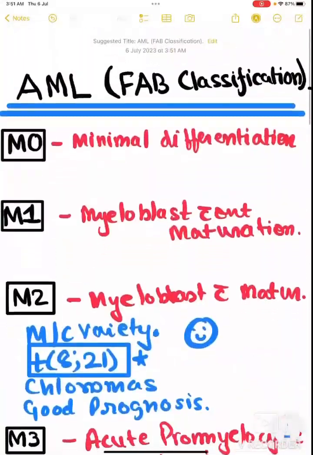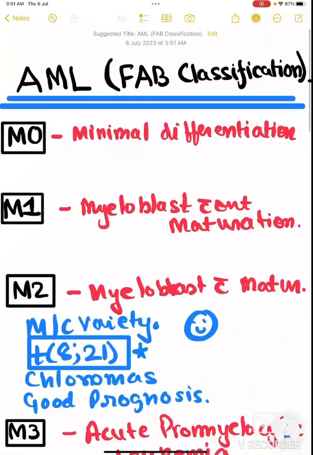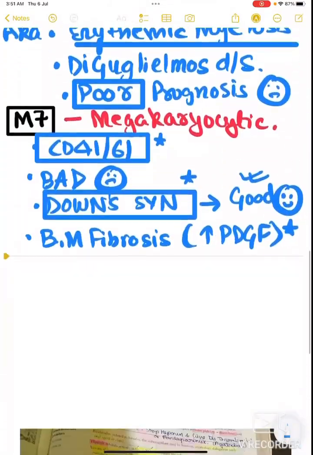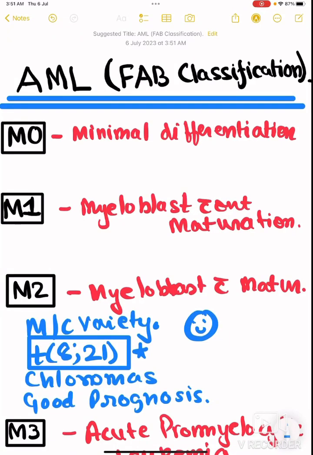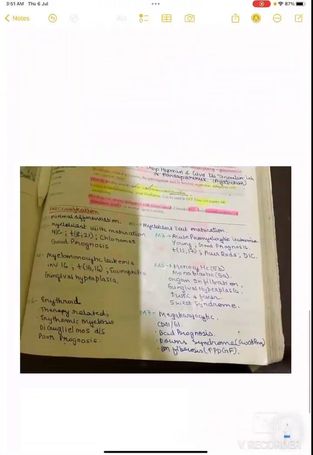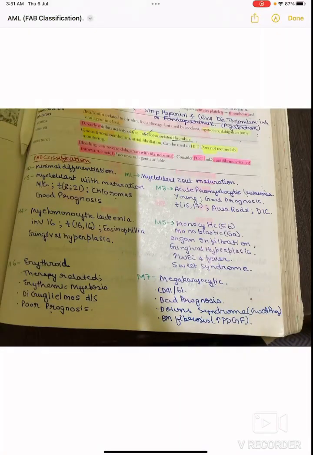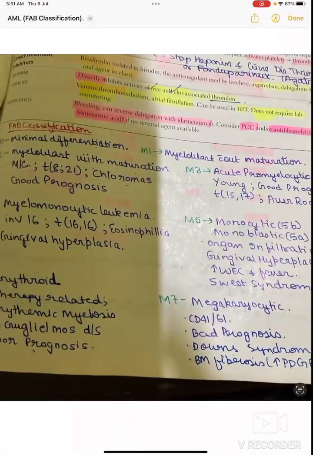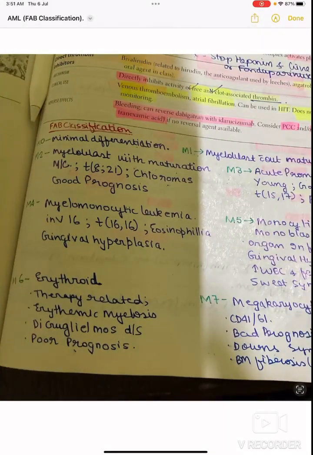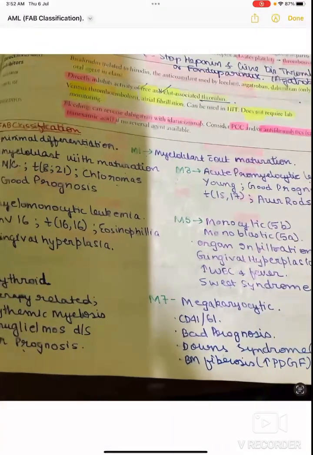So I've completed all of it. It is extremely important, and mark my words, it is a topic that you cannot leave before your examination. Everything I've written is important, especially the boxed ones, meaning the special things about it, the translocation numbers and the prognosis. This is the photo of my First Aid book that I annotated for this particular topic in the hematology section. Everything I taught you in this video is taken from here.